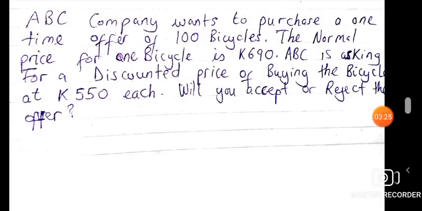So look at this scenario, which I just thought of here. To answer our question: ABC company wants to purchase a one-time offer of 100 bicycles. The normal price for one bicycle is 690. ABC is asking for a discounted price of buying the bicycle at 550 each. Will you accept or reject the offer?